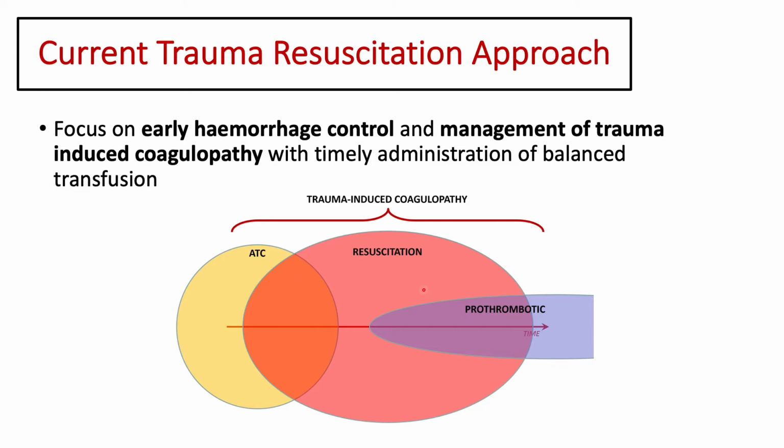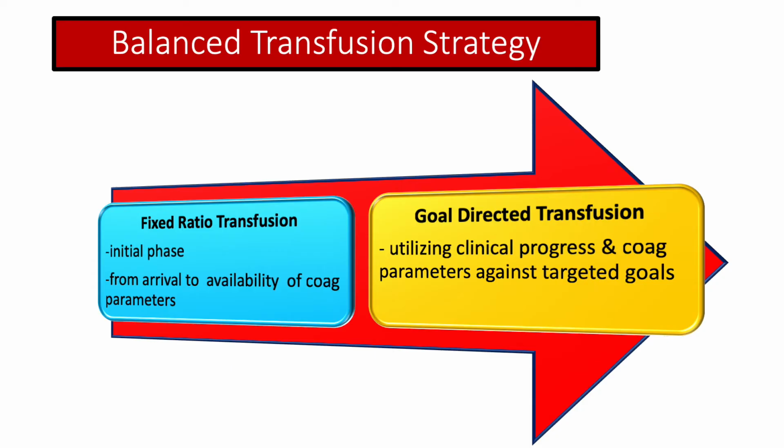Several hours after the injury, the patient will shift into a prothrombotic phase. This spectrum of hemostatic dysfunction is known as trauma-induced coagulopathy. This cannot be totally prevented. However, we can mitigate this by instituting a balanced transfusion strategy. So, what is a balanced transfusion strategy?